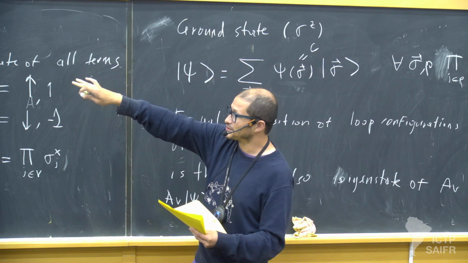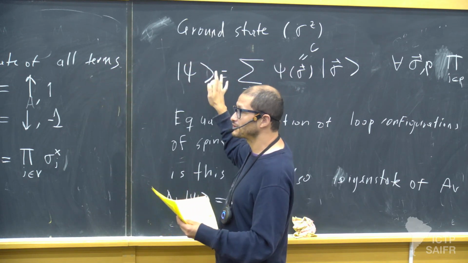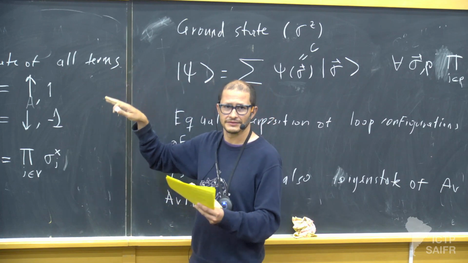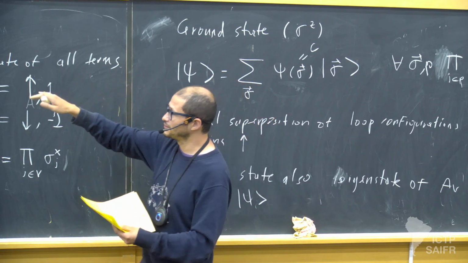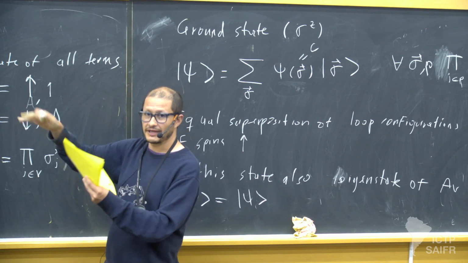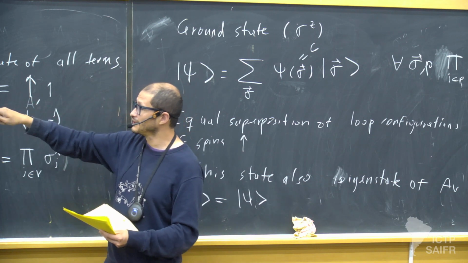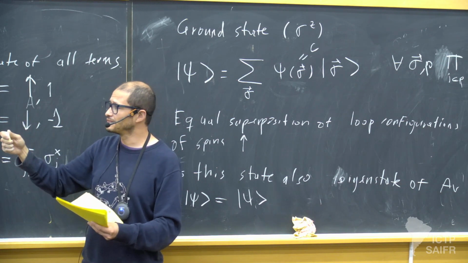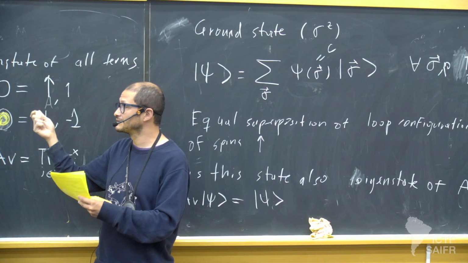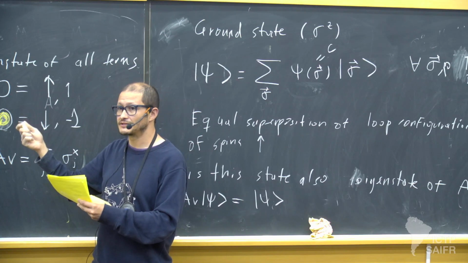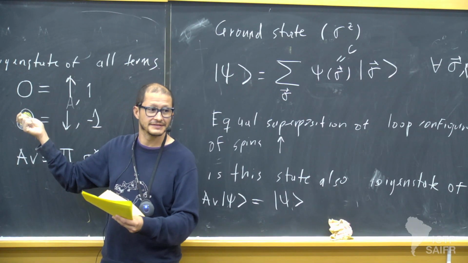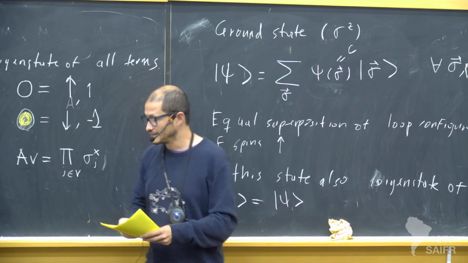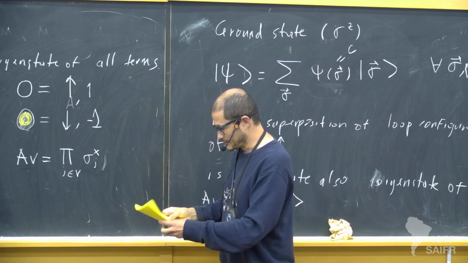If you apply H on this wave function, you get an eigenstate. So you get the energy, and the energy is going to be the sum over the plaquettes. Each plaquette gives you one, so it's the total number of plaquettes. Sorry, yeah, the total number of plaquettes minus the total number of vertices. Okay, so that's the ground state energy.